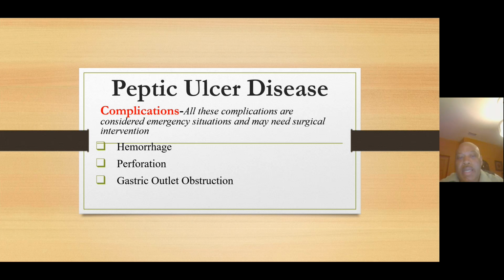Now, hemorrhage or bleeding is the most common complication of peptic ulcer disease. Duodenal ulcers cause more upper GI bleeding episodes than, of course, your gastric ulcers. Now, perforation is considered the most lethal complication of peptic ulcer disease. Perforation risk is highest with large penetrating duodenal ulcers. So when an ulcer in the small intestine, the duodenum, is very large, of course, perforation risk is highest.